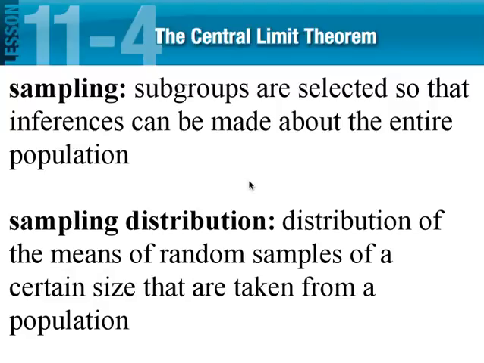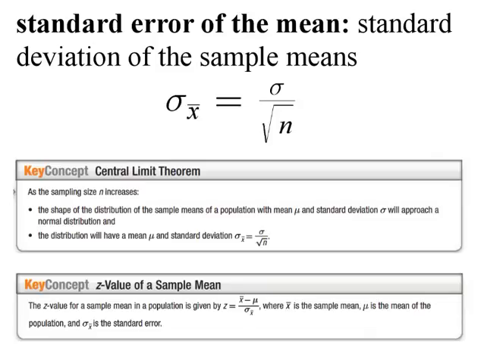Anyway, a sampling distribution is a distribution of the means of random samples of a certain size that are taken from a population. Okay, and so that's kind of what we're going to be talking about today. This is a formula you need to get down. This is the standard error of the mean. The standard error of the mean is the standard deviation of all of the sample means.